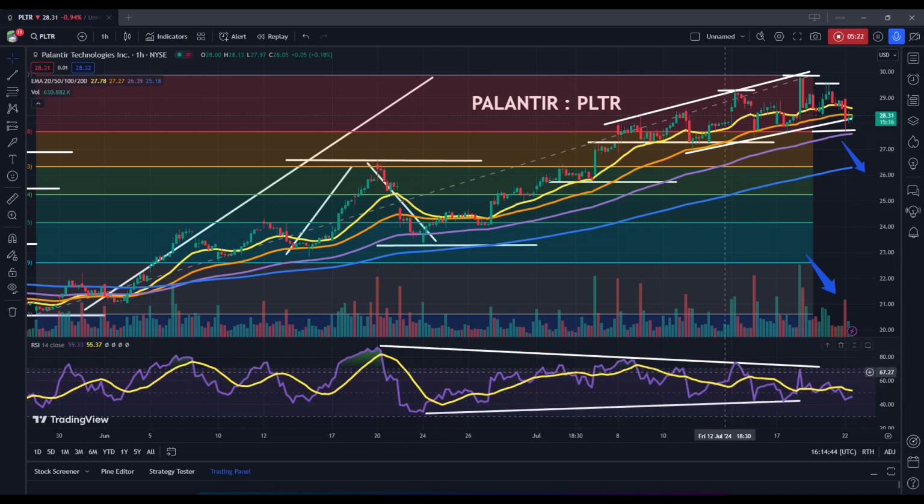So, there's a bit of conflicting information here. We've got two different signals, and we will be seeing a break in one direction relatively soon, because we're starting to reach the apex of this symmetrical triangle. So we're going to need to see a break in one direction or the other relatively soon. This will give us a clue about what the ultimate price direction is.